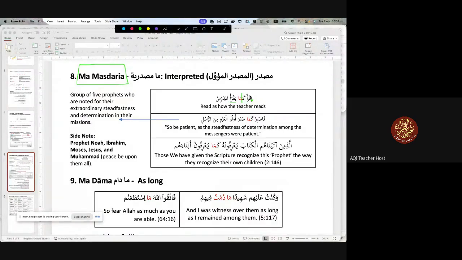like the way it is. Originally it is Ismul Mausul, but now it is turning into a Ma Masdariya, because after that, you see, can you see the Mudari here? So it is in the place of a Masdar, now Ma Masdariya. Ma coming before a Mudari gives a concept, an idea. You create the translation now like an idea. Ikra, you read it, like the way the teacher used to read. Like the way the teacher reads.